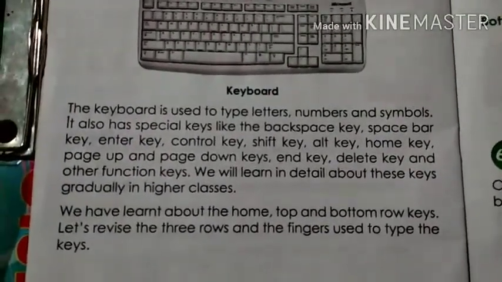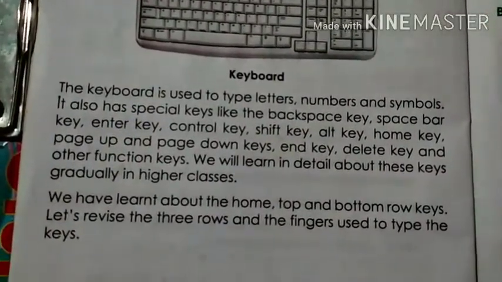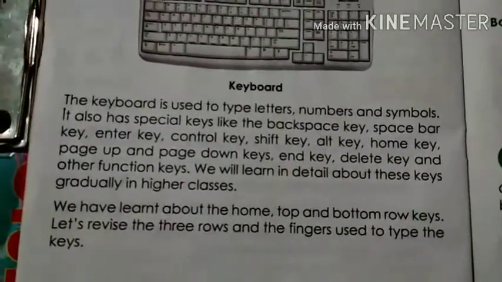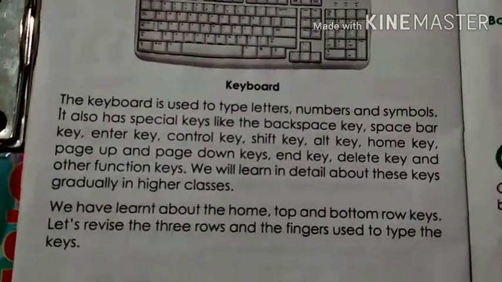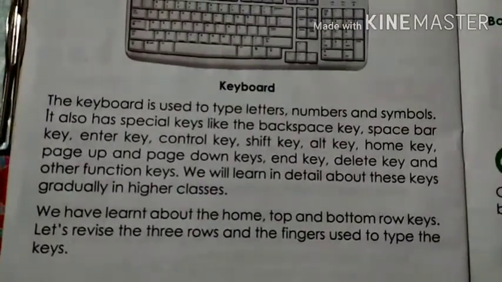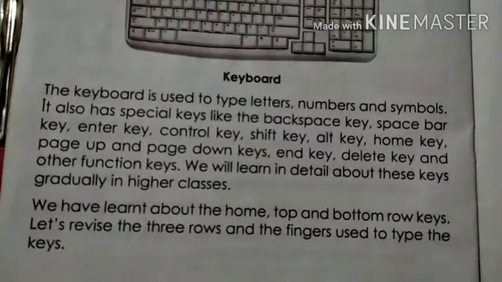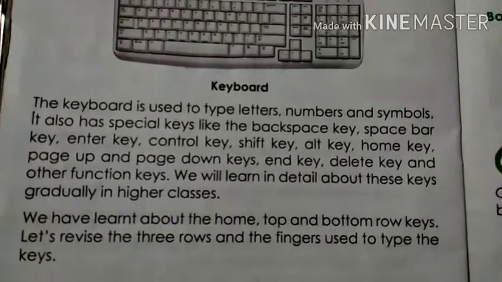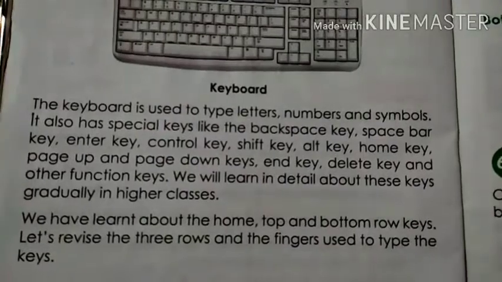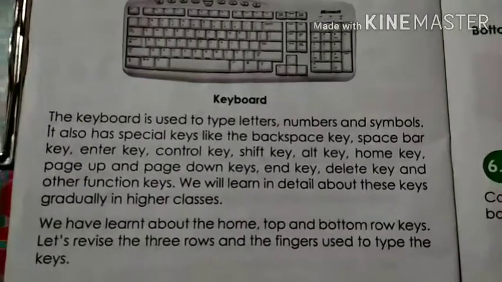So basically the keyboard is used for typing. Another use of the keyboard is to give instruction to the computer, and keyboard keys are categorized into 4 parts: alphabetical keys, numerical keys, functional keys and special keys. So these are the keys which help you to type letters, numbers and symbols. And other special keys are also available which help you while typing on a keyboard. So backspace key, spacebar key, enter key, control key, shift key, several keys are available on the keyboard.